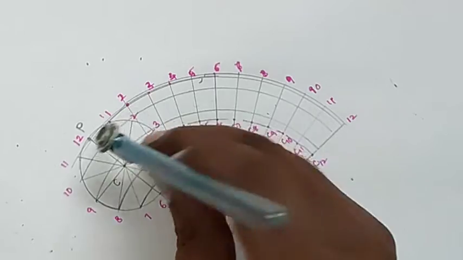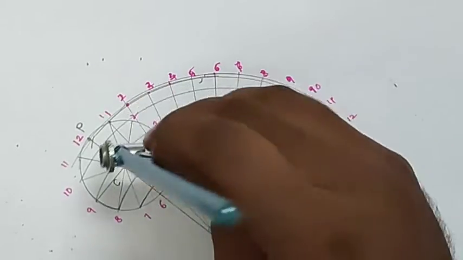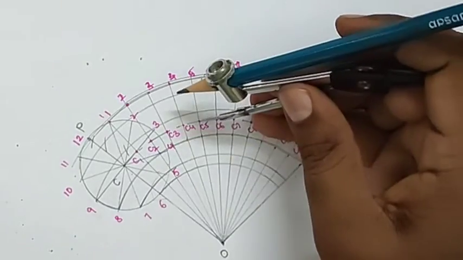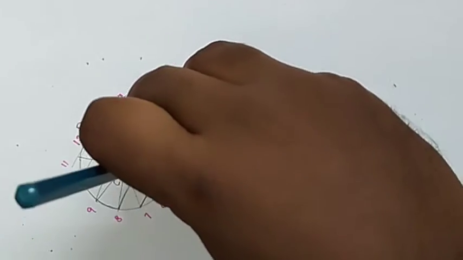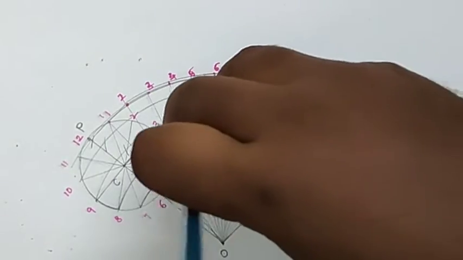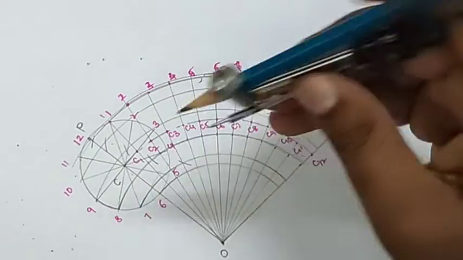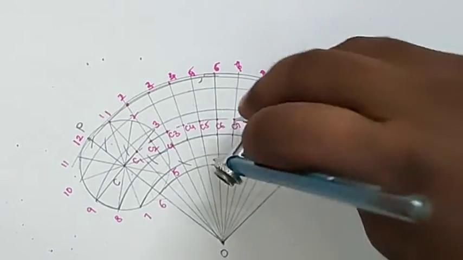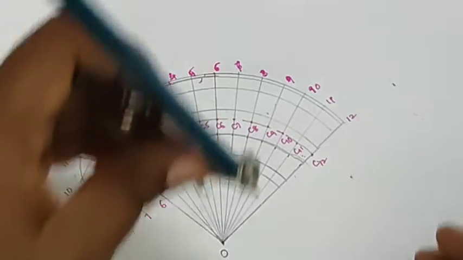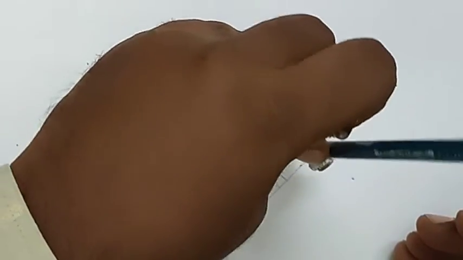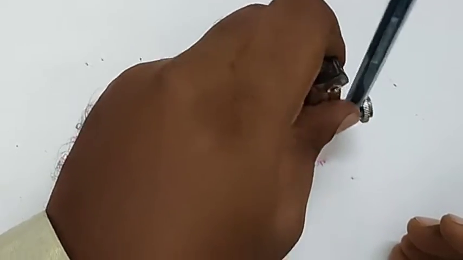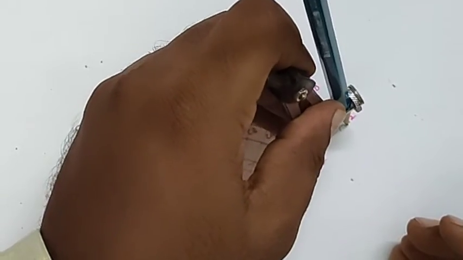From point C1 we will draw the arc on 11 and 1 line. From point C2 draw the arc on 10 and 2. From C3 draw the arc on 9 and 3. From C4 draw the arc on 8 and 4. From C5 draw the arc on 7 and 5. From C6 draw the arc on 6. From C7 again on 7 and 5. From C8 we'll draw the arc on 8 and 4. From C9 draw the arc on 9 and 3. From C10 draw the arc on 10 and 2. From C11 draw the arc on 11 and 1. From C12 draw the arc on 12.